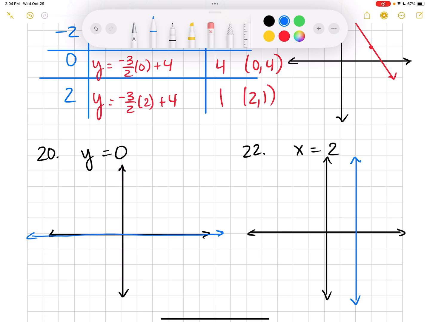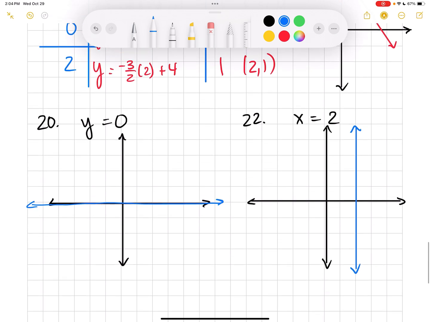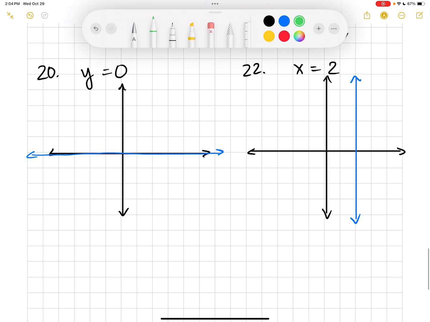All right, any questions on this? No. All right, problems are 3 through 25 odd.